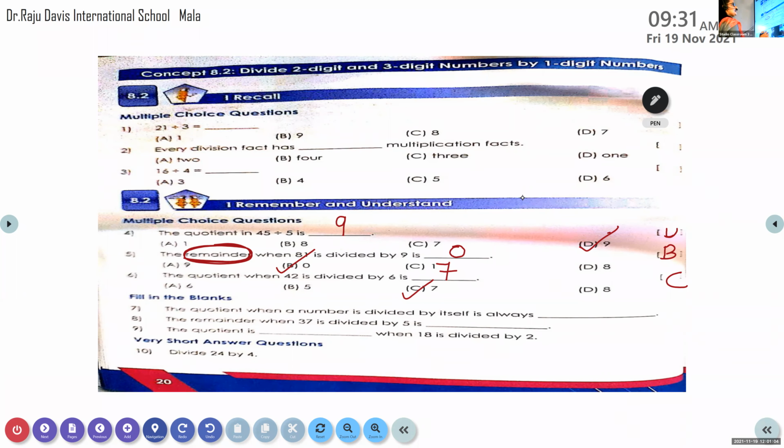Good, Catherine. Children, do the division every day. Then you will not get any confusion when you see the question. It's not only for Catherine, I am saying for everybody. Catherine has already told the answer. Isn't it, Catherine? She knows. Okay.